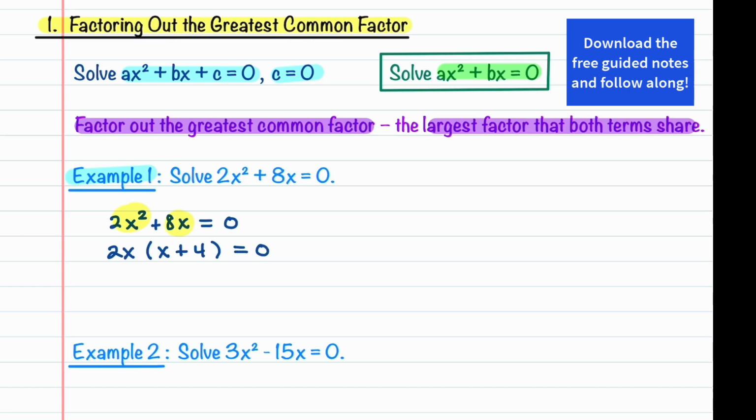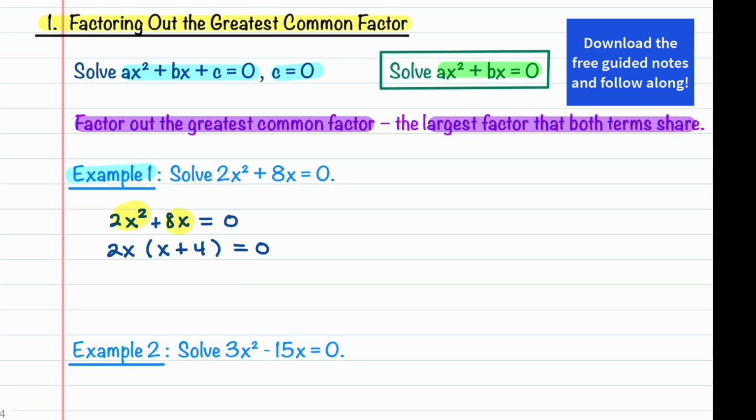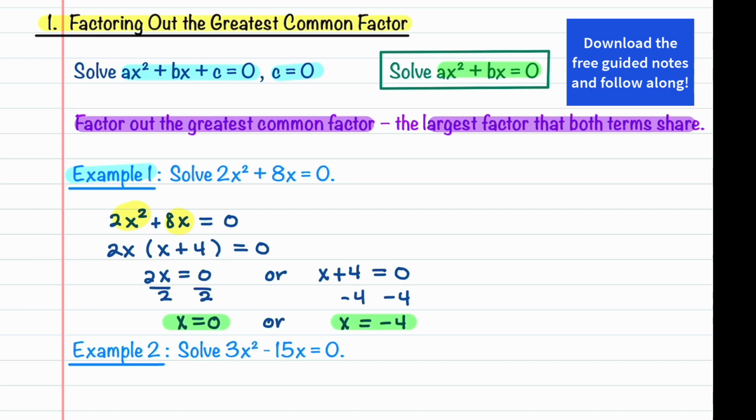Now we're going to have 2 solutions. Our first solution is going to be when 2x is equal to 0, or our second solution is going to be when x plus 4 is equal to 0. Now we'll go ahead and solve both of those. On the left-hand side, we're going to divide by 2. And we end up with x is equal to 0. And then on the right, we're going to move the 4 to the right-hand side. So we'll subtract 4 from both sides. And we get x is equal to minus 4. Our solution is then x is equal to 0 or x is equal to minus 4.